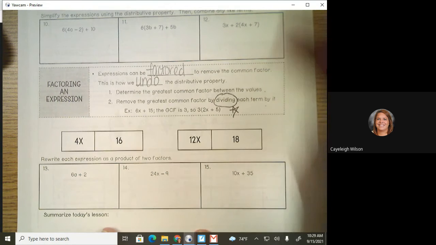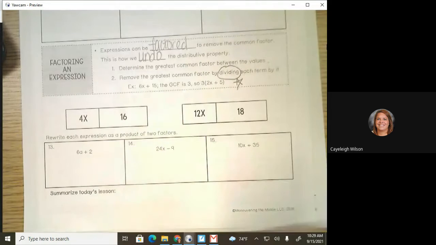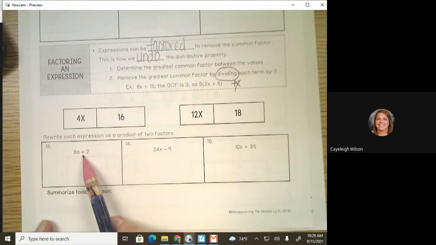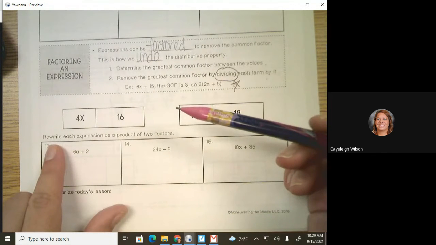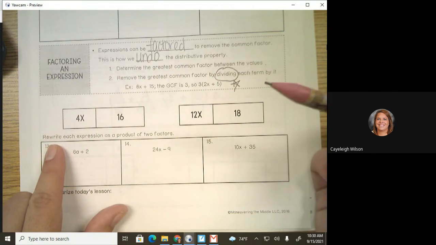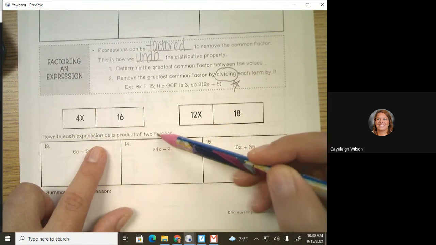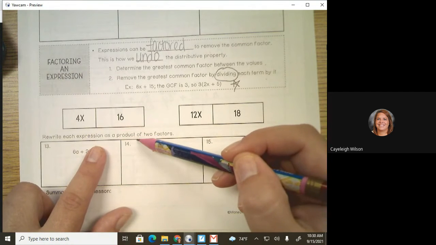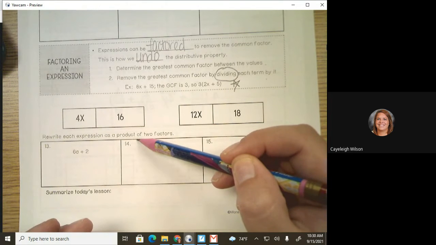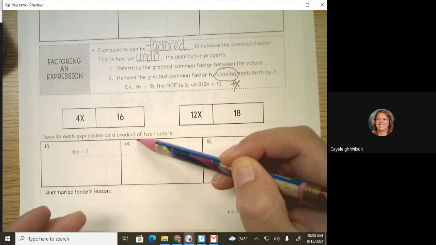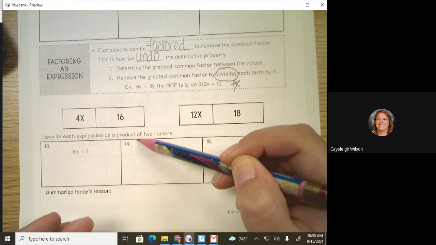Okay. All right. So this first one here, 6a plus 2. Let's look at the directions. Rewrite. So rewrite means that you're going to basically undo it. Rewrite each expression as a product of two factors. So if I'm going to rewrite it as a product, to work backwards from a product, what does the word product even mean? Just tell me. Answer to the multiplication. So if I'm going to rewrite it as a product, I'm going to go backwards from multiplying, which means I'm going to divide.